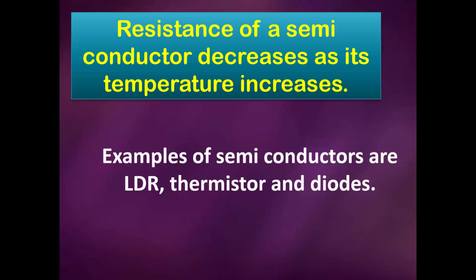So examples of semiconductors are LDR, thermistor, and diode. These are the famous names of semiconductors. Now you have to copy this.